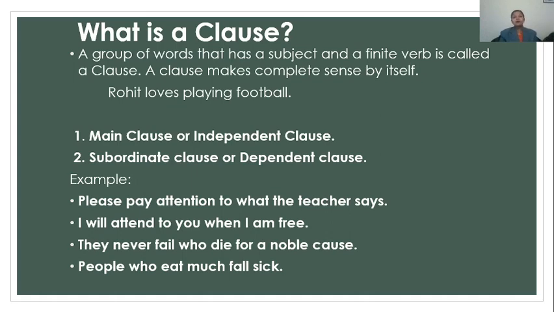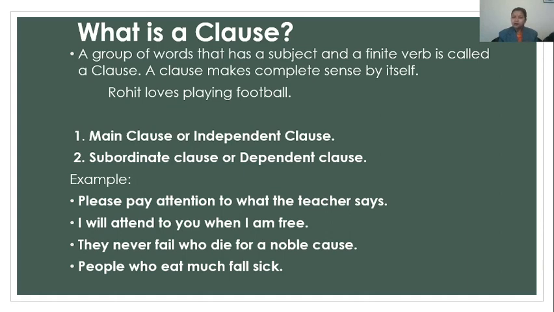A group of words that has a subject and a finite verb is called a clause. A clause makes complete sense by itself. Doesn't this definition sound quite familiar? Is it not the same definition that we have for a sentence? It means that a sentence and a clause are quite similar to each other.